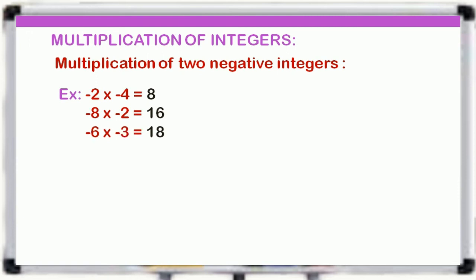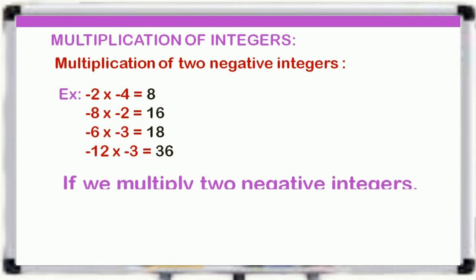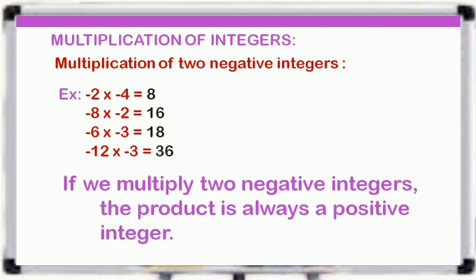Then minus 6 into minus 3 is equal to minus into minus plus, 6 3 is 18. Minus 12 into minus 3 is equal to 36. If we multiply two negative integers, the product is always a positive integer.